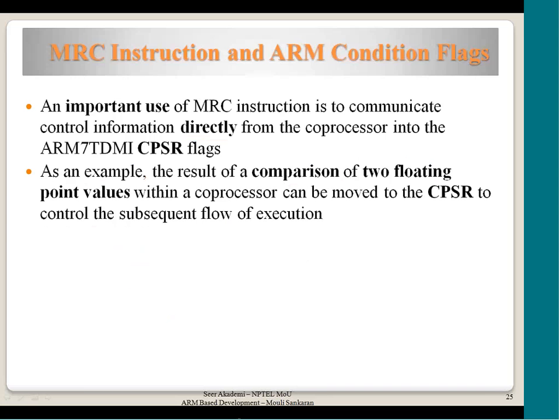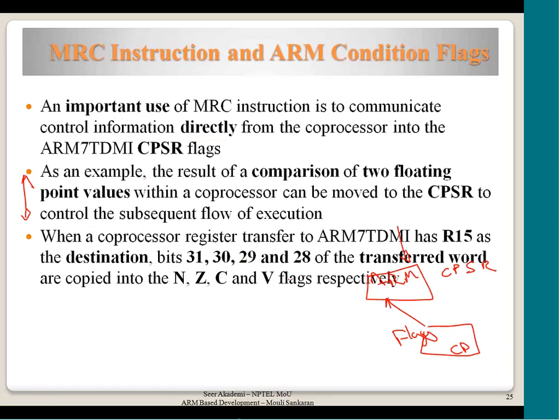I told you that if you want to change the control flow, you need to have the flags in the coprocessor transferred to ARM. ARM has the flags in the CPSR to change the control flow of ARM instructions. How can that be done? There is a special way. You can use this instruction only, MRC, which means the coprocessor is moving to a register. Now suppose here you say R15 as the ARM register, and then the flags in the coprocessor.